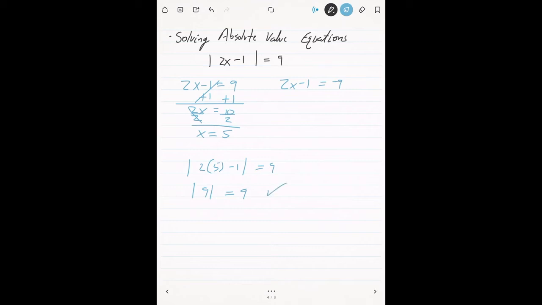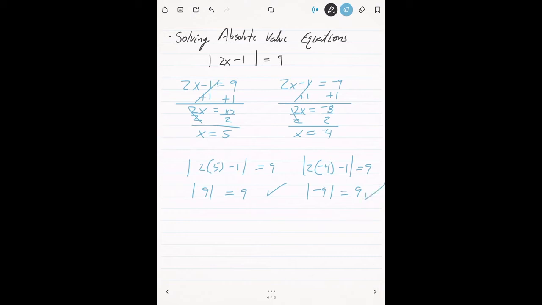Now let's take a look at the second equation to solve. Let's add 1 to both sides. Now we have 2x is equal to a negative 8. If we divide both sides by 2, we get x is equal to negative 4. So if we plugged in negative 4, and we multiplied that by 2 and subtracted 1, let's see, that's negative 8 minus 1, so that would be a negative 9. So we're taking the absolute value of negative 9, and sure enough, that does in fact equal 9.